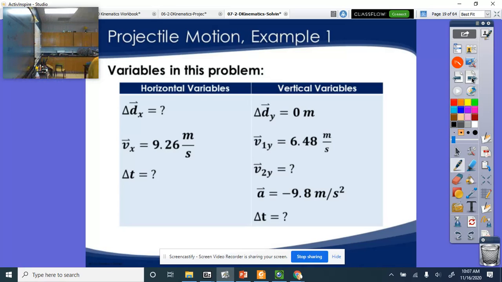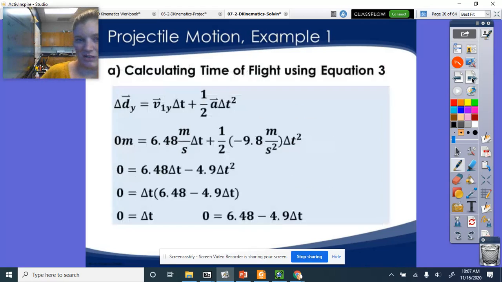So they wanted to list out variables in the problem. I don't know what my x displacement is going to be. I know what my velocity in the x direction is, and then I need to figure out what my time is going to be. In my vertical, I have that my displacement in the y is going to be 0 because I start at the ground. I'm going to end at the ground. And then my initial velocity is 6.48 meters per second. I don't know what my final is, but I kind of do. And then my acceleration is negative 9.8 meters per second squared, and I don't know what time is.